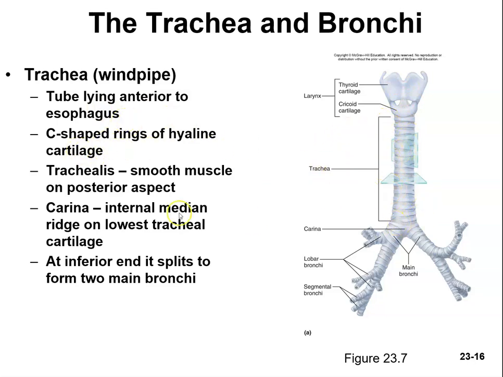This is all hyaline cartilage. Trachealis, smooth muscle on the posterior aspect. The carina, internal median ridge on the lowest tracheal cartilage here. So here's the carina right here. And then at the inferior end, it splits into two main bronchi.